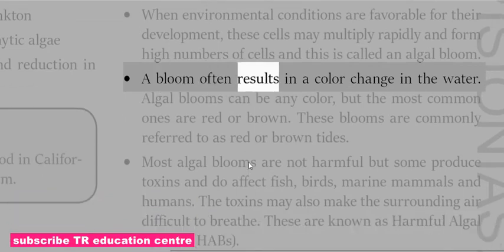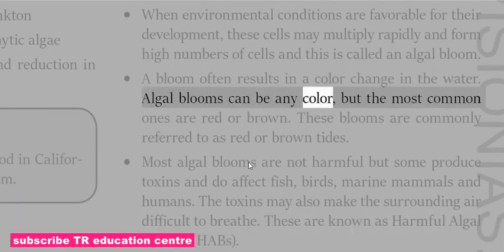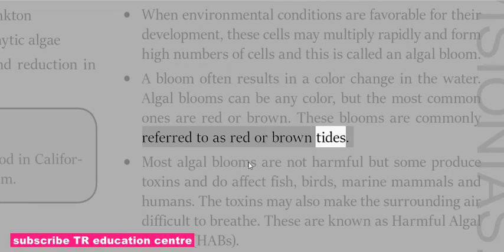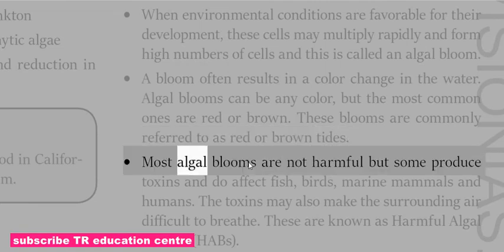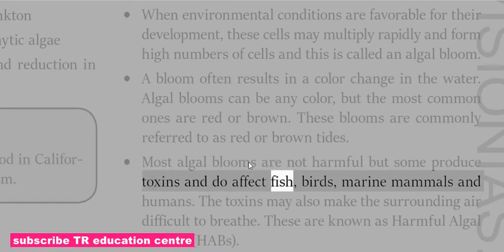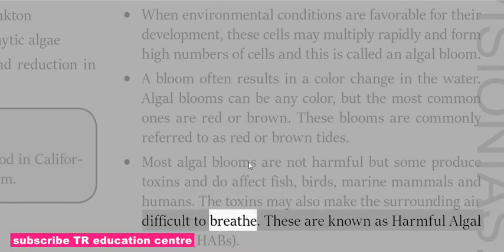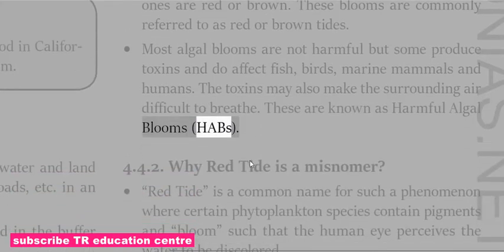A bloom often results in a color change in the water. Algal blooms can be any color, but the most common ones are red or brown. These blooms are commonly referred to as red or brown tides. Most algal blooms are not harmful, but some produce toxins and do affect fish, birds, marine mammals and humans. The toxins may also make the surrounding air difficult to breathe. These are known as harmful algal blooms, HABs.